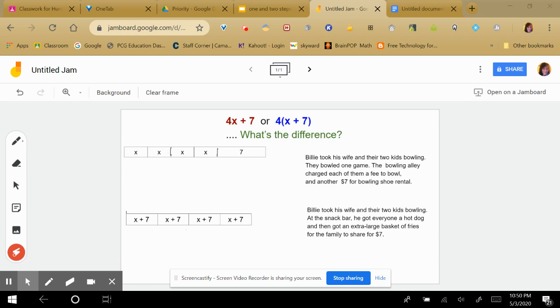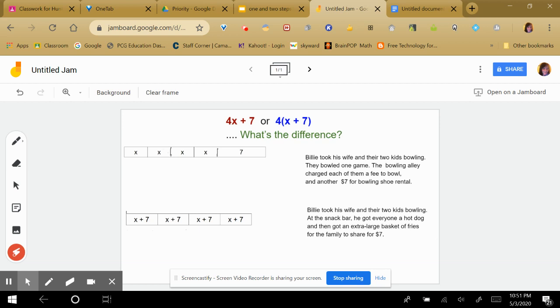Okay, so let's look at this top part here. It says 4x plus 7 or 4 parentheses x plus 7. What's the difference? Is there a difference? There actually is, and that's why I'm making this video for you, because I want you to be able to make a tape diagram or write an equation for a problem that helps you understand the difference between these two things. Okay, so that's what we're going to talk about.